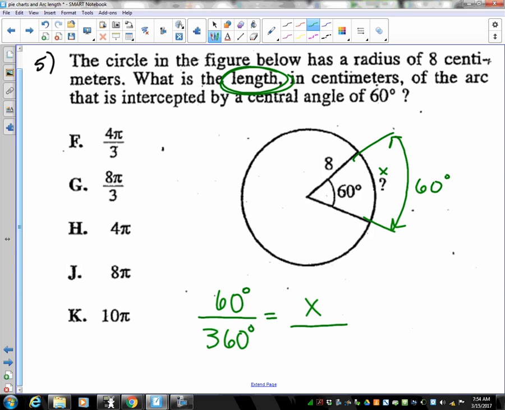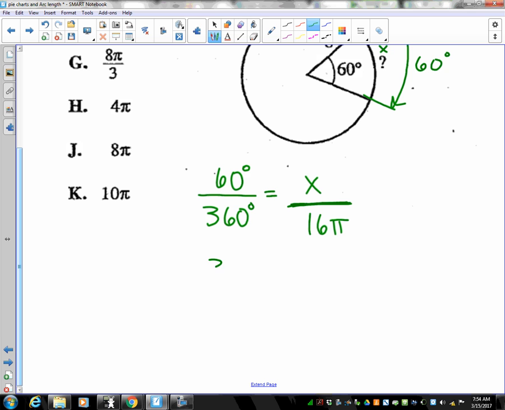Okay, so we do a part to total. We're doing that part of the arc length over the total arc length of a circle. So the total arc length of a circle is 2 pi r, which is the circumference. Now, let's notice that the radius there is 8. So 2 times pi times 8, that would make the circumference 16 pi. And now I can find my arc length just by cross multiplying here. So this would give me 360x equals 60 times 16 pi. Notice that my answers are in terms of pi, so I'm not going to multiply this out to be 3.14. I think this is 960 pi.